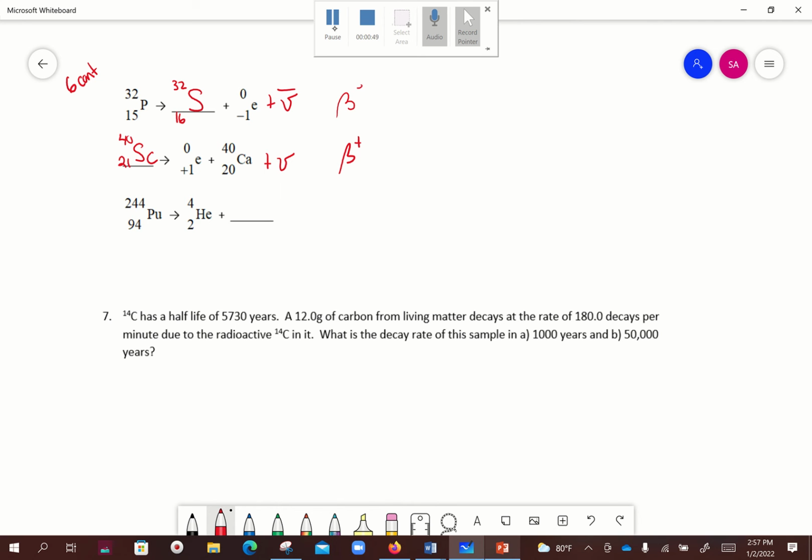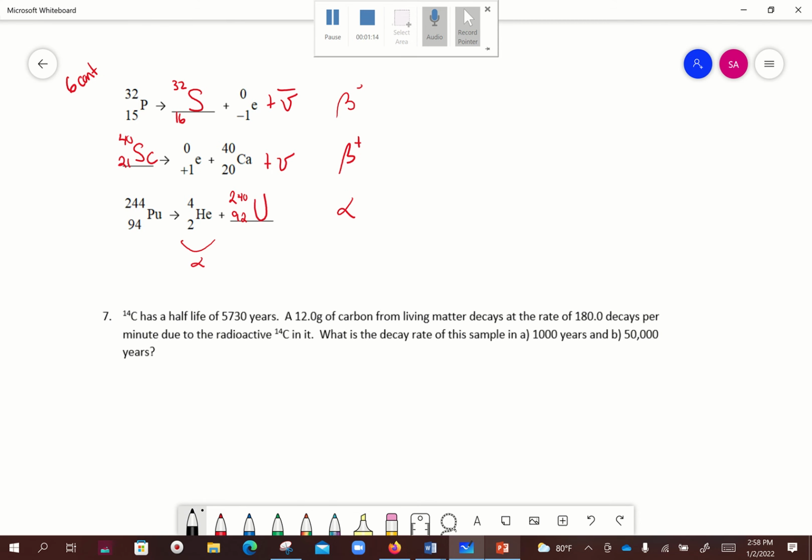All right, and let's see here. This one is alpha decay, right? 4,2 helium. So top numbers have to add up. I must have 240, so that 240 plus 4 is 244. I must have 92, so that 92 plus 2 is 94. And I look up element 92 in the periodic table, it is uranium.